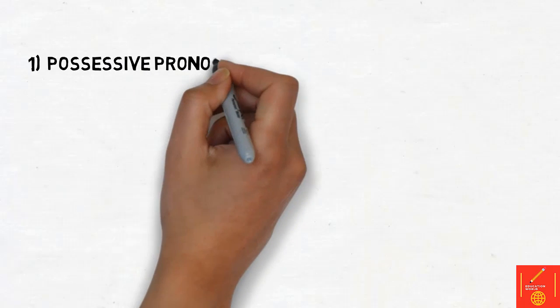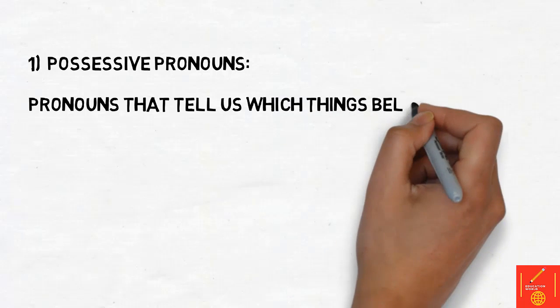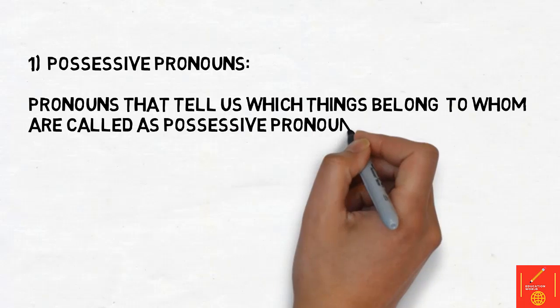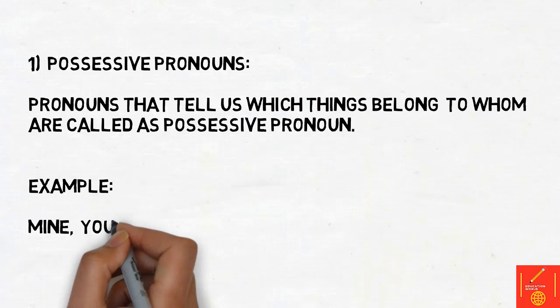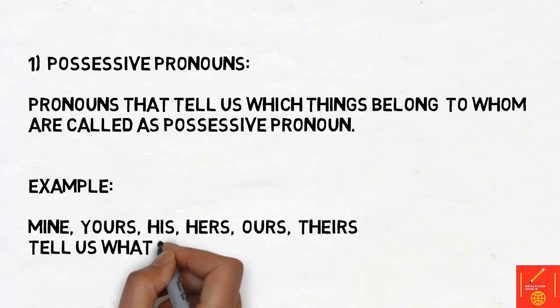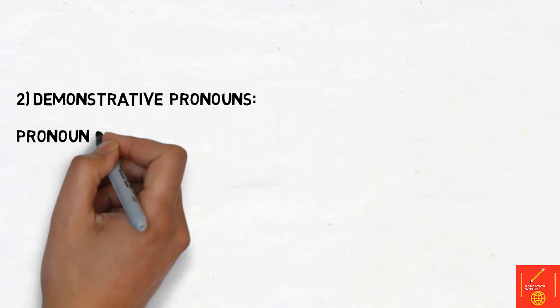The first pronoun that we're going to discuss today is the possessive pronoun. Pronouns that tell us which thing belongs to whom are called possessive pronouns. Like this, it discusses ownership. Mine, yours, his, hers, ours, theirs. These are the words that tell us whom things belong to. Is this your pencil? This is his house. This car is mine.